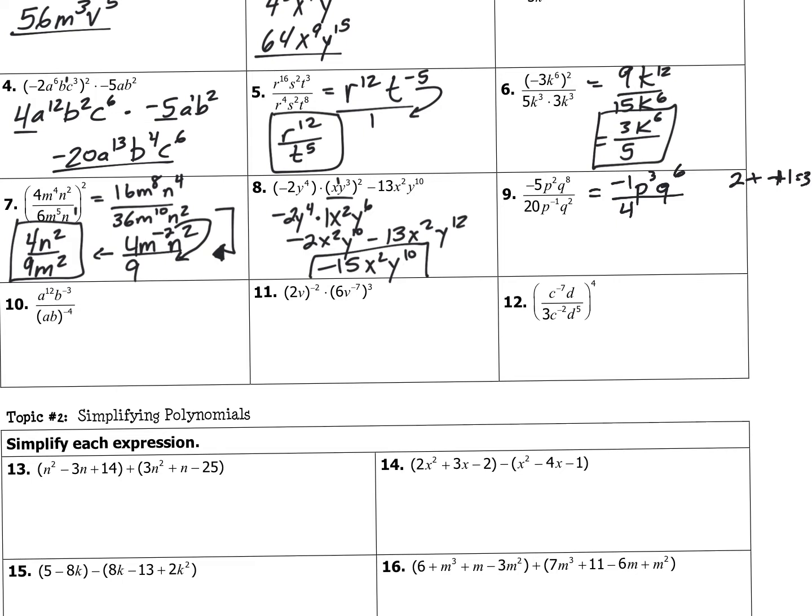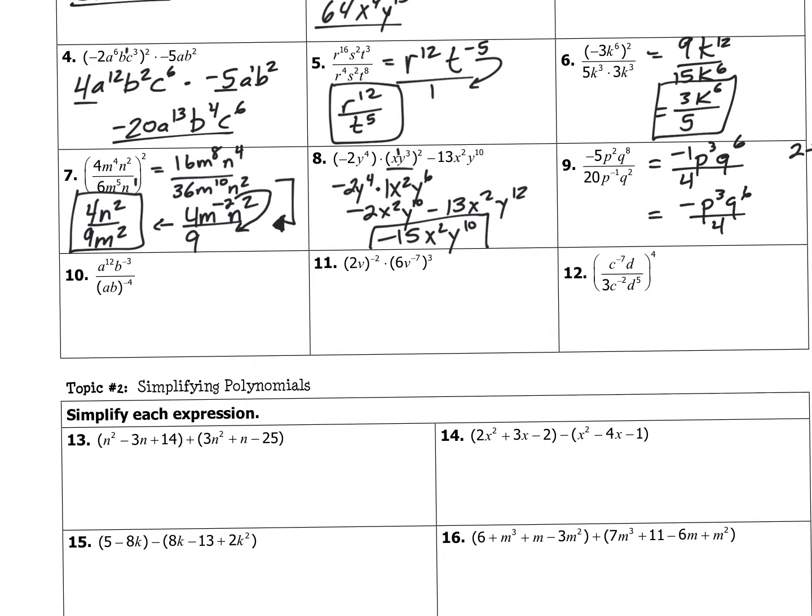All right, now sometimes you'll see that they won't write the negative 1 there. It'll just be negative p to the 3rd, q to the 6th over 4. That's also a possible answer. It's only when there's a negative 1, okay? If it's a negative 1, you technically don't have to write it. Just like if it's positive 1, you technically don't have to write it. You can just put that negative sign, or if it's positive, no sign at all.